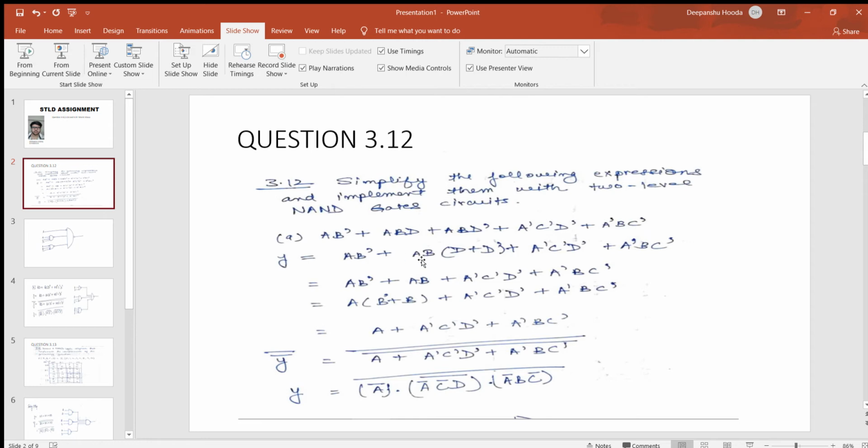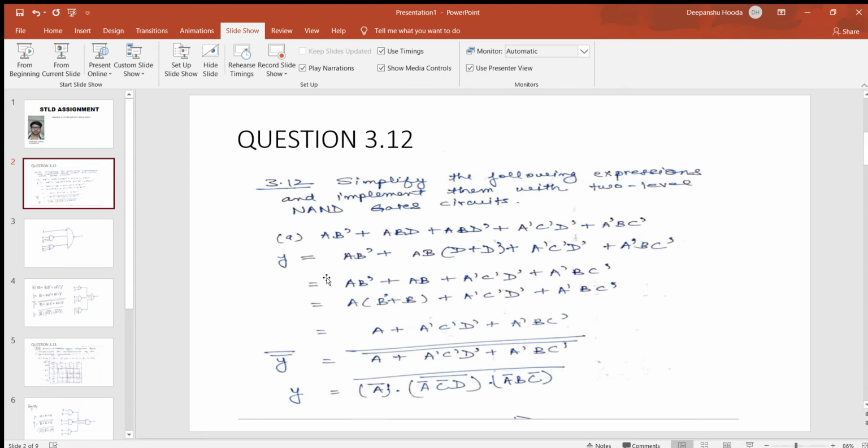All right. So what we do here is take AB common in these two terms. So it becomes AB(D + D'). As we know, D + D' will always be 1, and anything dot 1 will be that thing only. So AB dot 1 is AB.